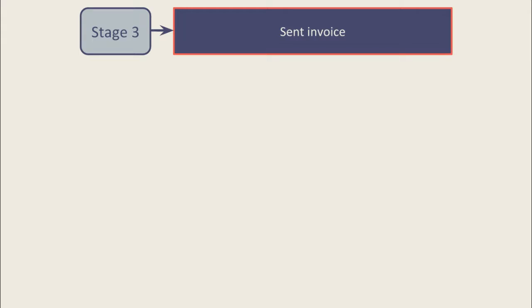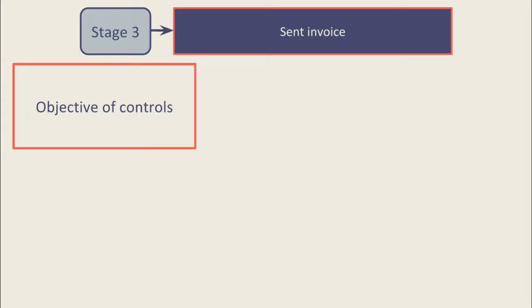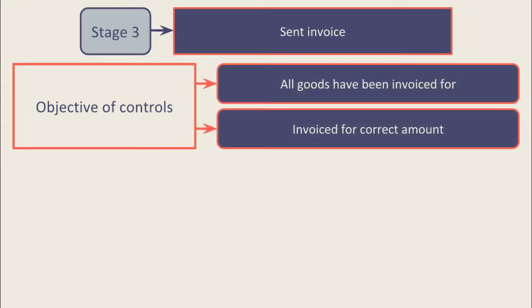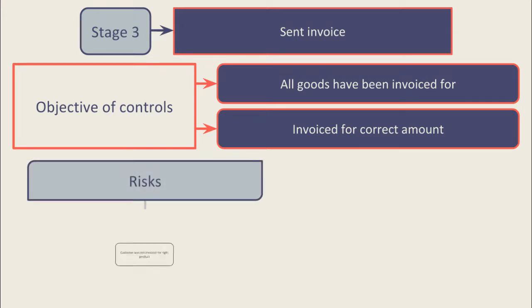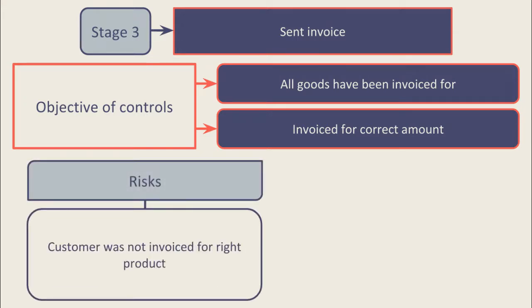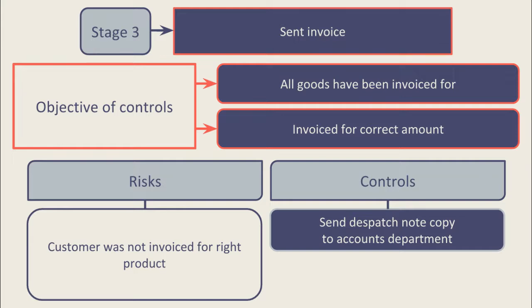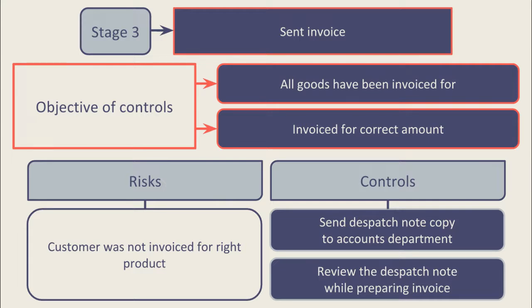Stage 3, when the invoice is prepared and sent, would occur in the accounts department. The objective would be all goods have been invoiced for and all are invoiced with the correct amounts. An example of a risk is a customer was not invoiced with the right product, and controls put in place could be: a copy of each dispatch note is sent to the accounts department sequentially numbered. The accounts team should review the dispatch note when preparing the invoice.